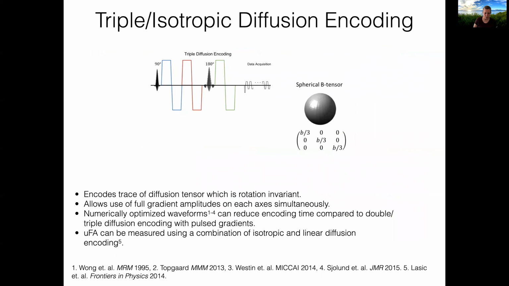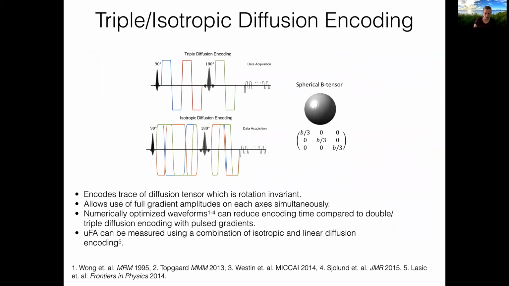If we look at the triple encoding or the isotropic diffusion encoding, this encodes a trace of the diffusion tensor, which is rotation invariant. And so it also allows us to use the full gradient amplitudes on each axis simultaneously, which is very efficient. And the numerically optimized waveforms can also reduce the encoding time compared to playing out the separate double or triple diffusion encoding with pulse gradients. And so we can reduce our echo time that way. Microscopic fractional anisotropy can then be measured using a combination of isotropic and linear diffusion encodings.